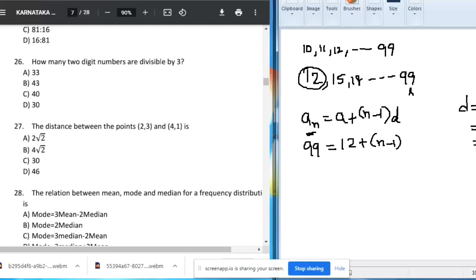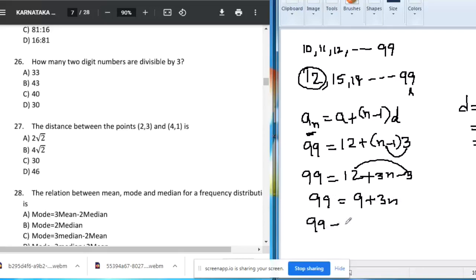15 minus 12, which is nothing but 3. I am replacing the value of d here, 3. So basic calculations. 3 times n is 3n and 3 times 1 is 3. 12 minus 3 is 9 plus 3n. 99 minus 9, the 9 moves to the other side and becomes minus 9. 99 minus 9 is 90. So I want the value of n, which is nothing but 90 by 3, which is 30. So how many 2-digit numbers are there which are divisible by 3? Answer is 30. So D is the correct option.